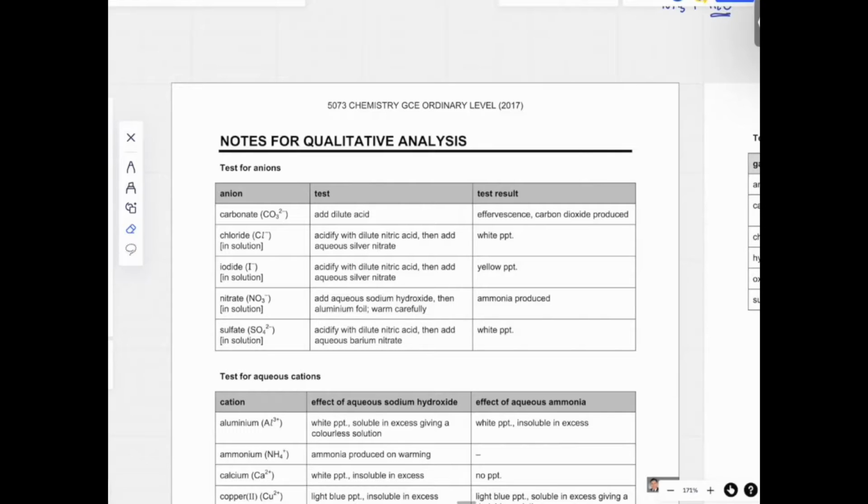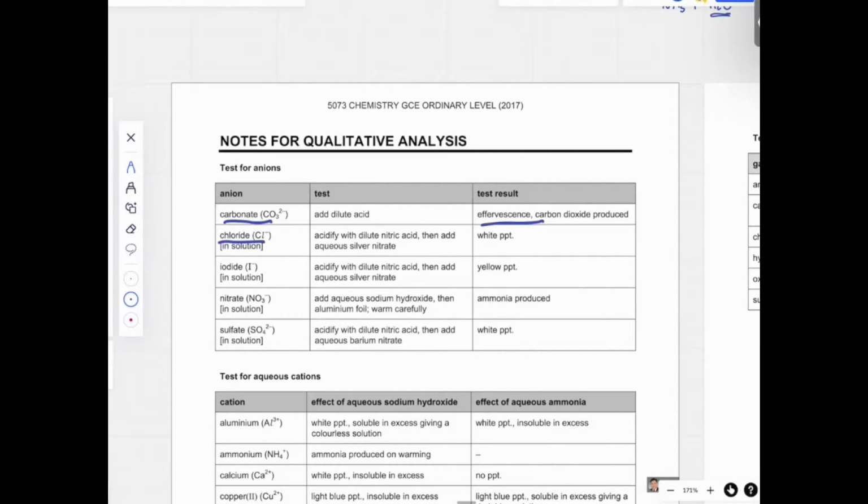So remember the carbonate. To test for carbonate, you add acid, then you get effervescence. Effervescence means bubbles. They like to use that word. Effervescence of carbon dioxide is produced.